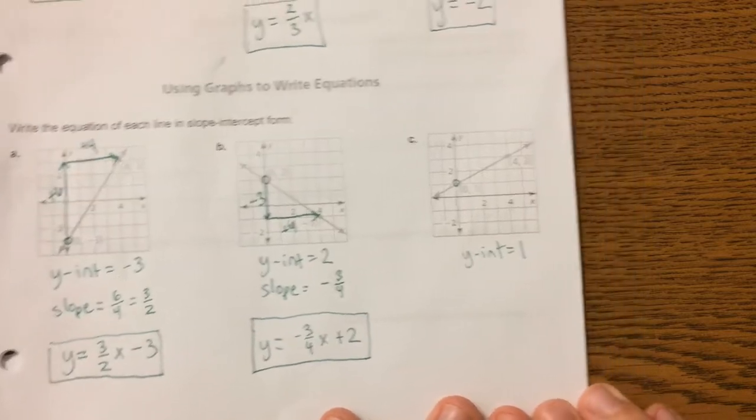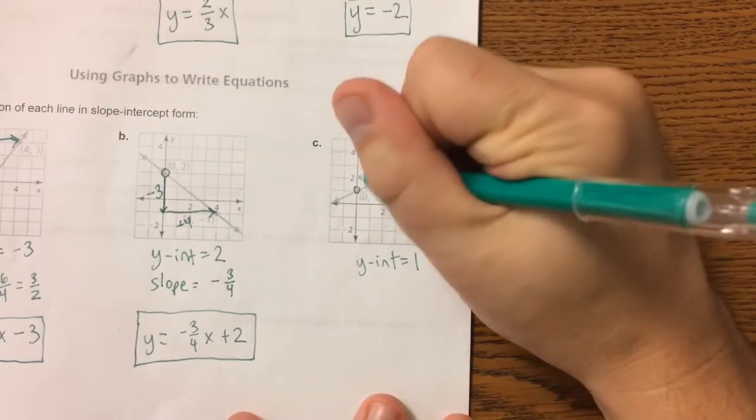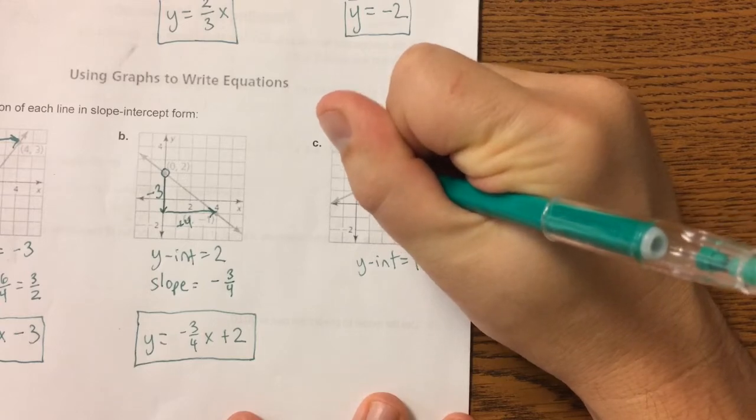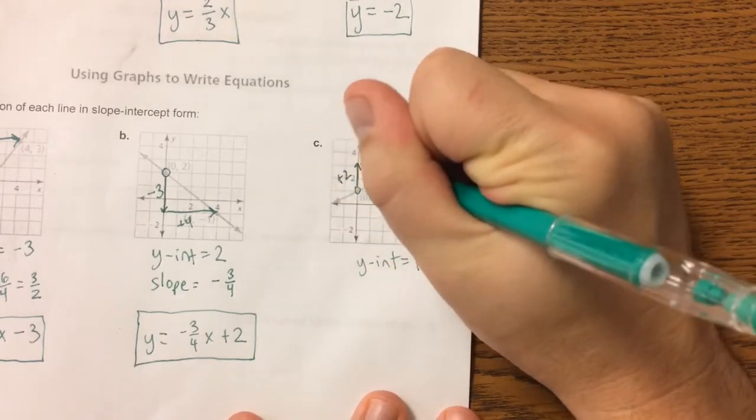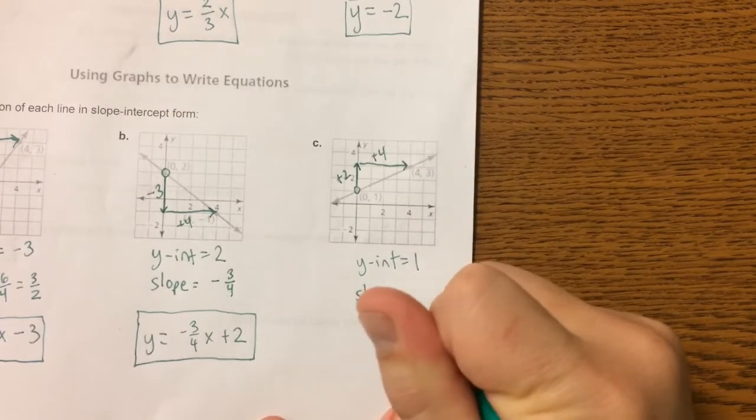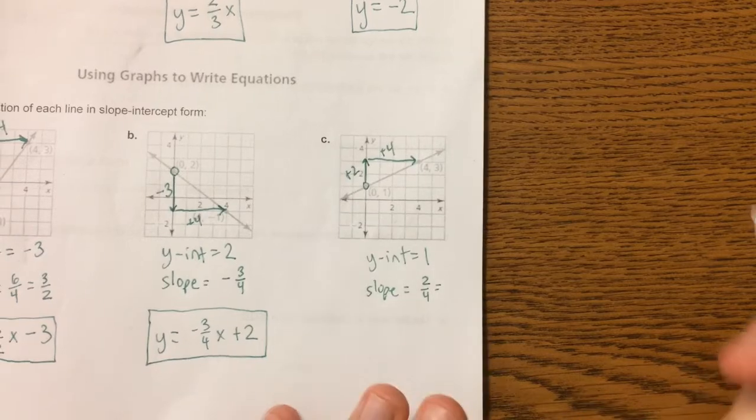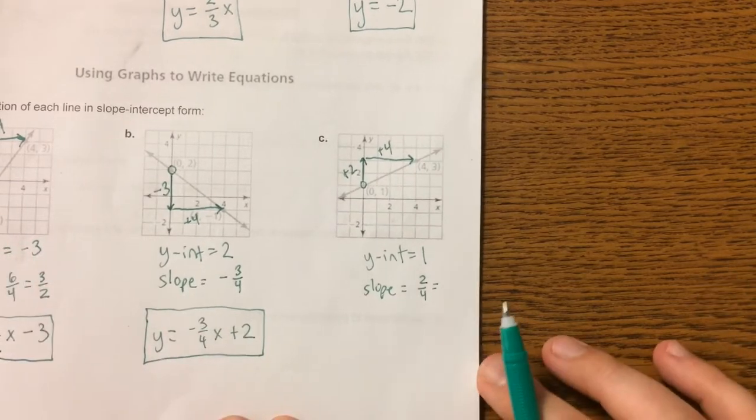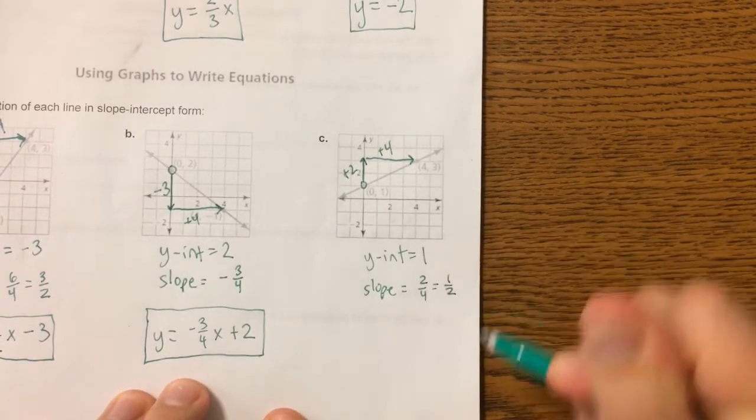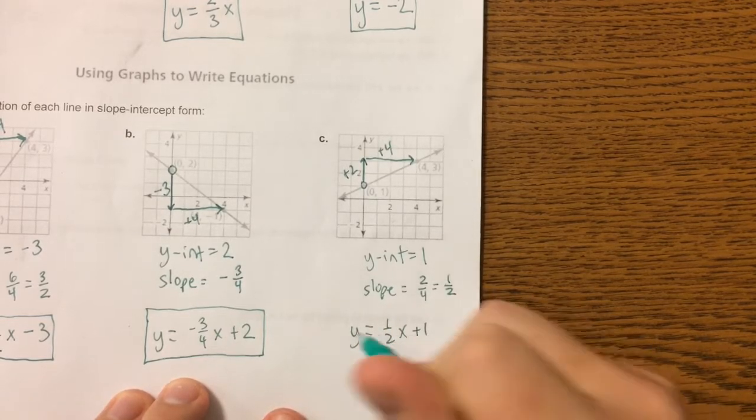What about this last one? What's the rise? Plus 2. What's the run? Plus 4. Right, so my slope will be 2 over 4. When we reduce that fraction, what do we get? 1/2. Yeah, 1/2. Good. So my equation would be y equals 1/2 x plus 1.